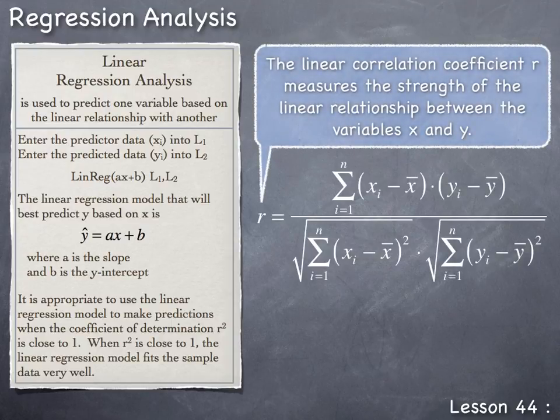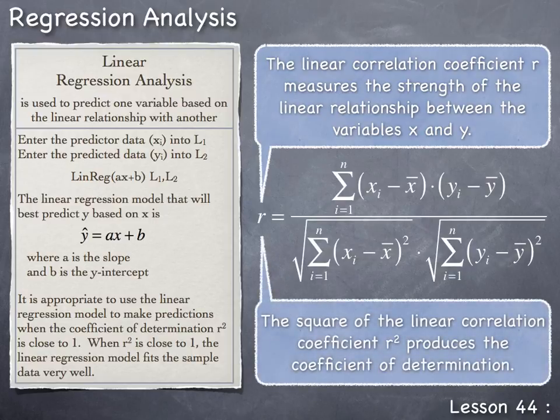The linear correlation coefficient r measures the strength of the linear relationship between the variables x and y. r takes on positive values whenever the slope of the regression line is positive. Thus, positively correlated variables change in the same direction. That is, when the x variable increases, the y variable also increases. r can take on negative values whenever the slope of the regression line is negative. Negatively correlated variables change in opposite directions. So when the x variable increases, the y variable decreases.